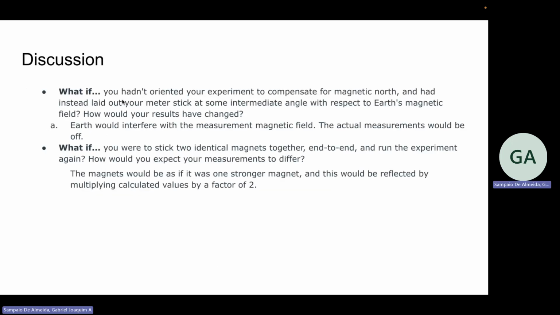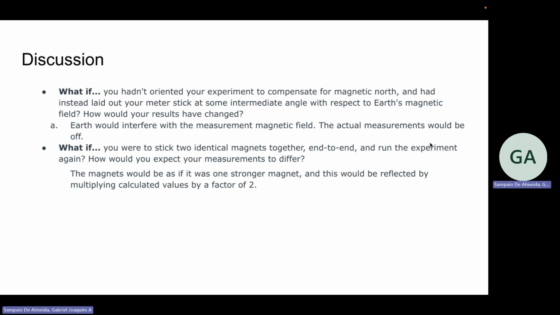For our discussion, what if you hadn't oriented your experiments to compensate for magnetic north and had instead laid out your meter stick at some intermediate angle with respect to Earth's magnetic field? If we didn't do that, basically Earth's magnetic field would interfere with our measurements, and the actual measurements would be off. They would be a little higher than they should be.